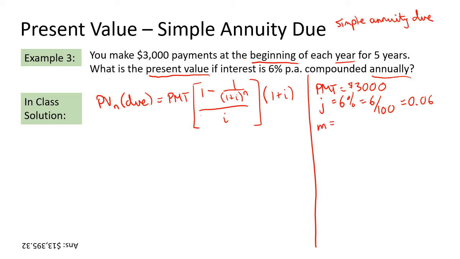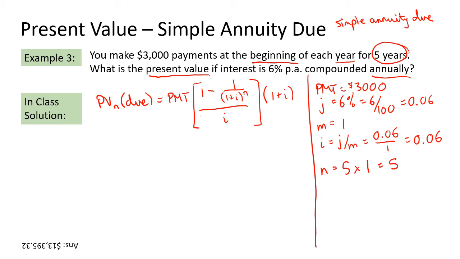Our number of compounding periods is annual, so M is 1. That means our periodic interest rate, I, is J divided by M, which is 0.06 divided by 1, or just 0.06. Lastly, N, in this instance, it's 5 years, multiplied by 1 payment a year because it's annual, so N is 5.